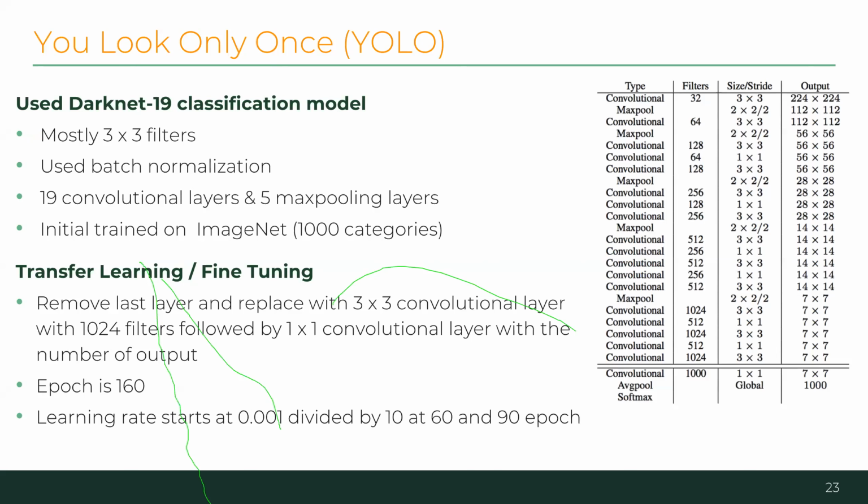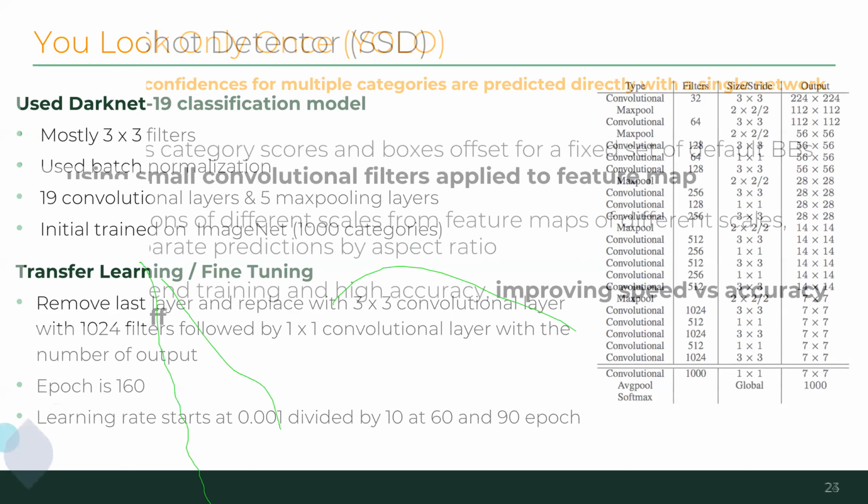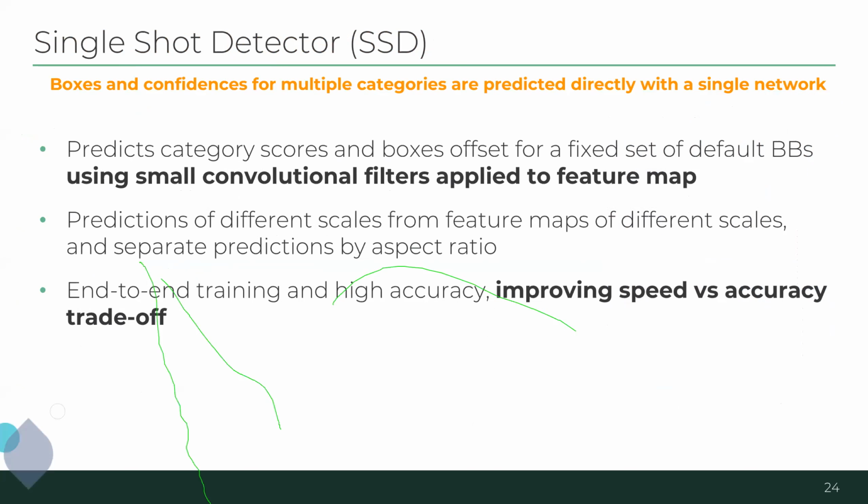SSD is a single flow convolutional model for object detection. In this model, we predict category scores and box offsets using a fixed set of default bounding boxes, and the fixed set is about 7,308 boxes. Then we use convolutional filters applied on each feature map, with predictions at different scales from different maps, and separate predictions by aspect ratio. So we also try to train end-to-end and find high accuracy.